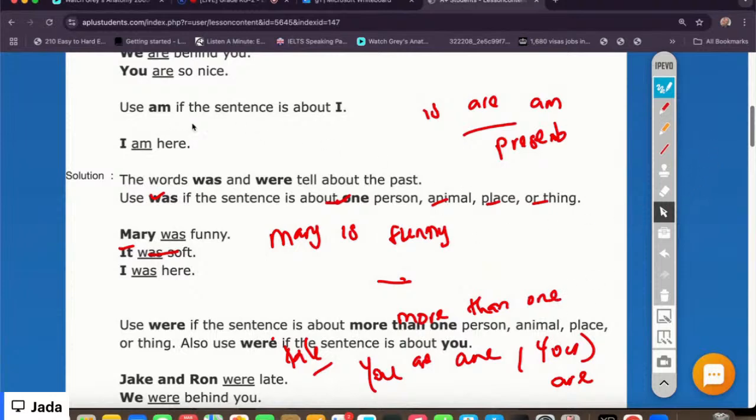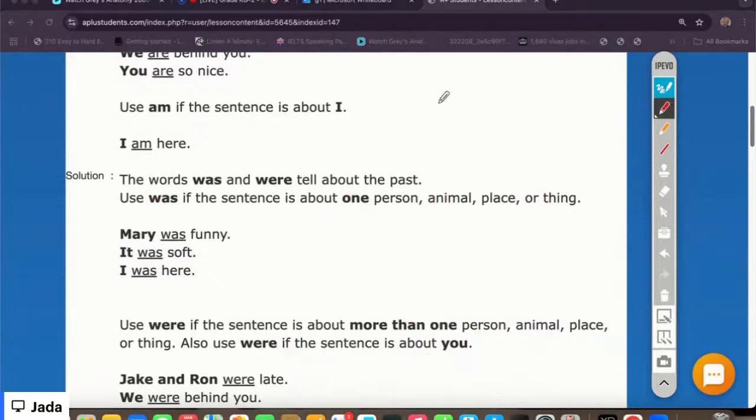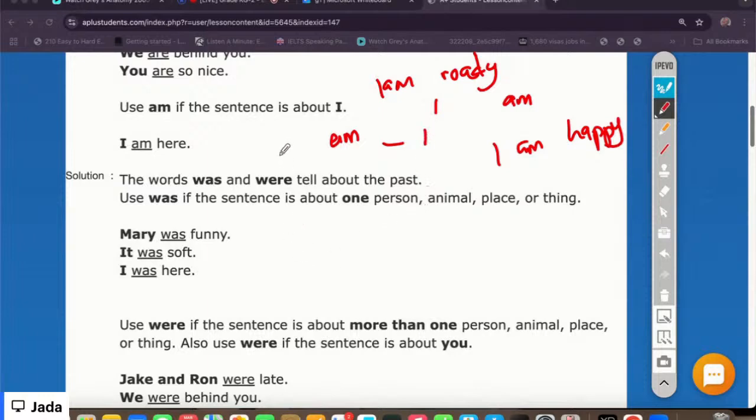Then you use am if the sentence is about I. Okay, so if the sentence is I, you use am. So it's like I am happy. You see? I am ready. So if it's about am, you use I. Okay?